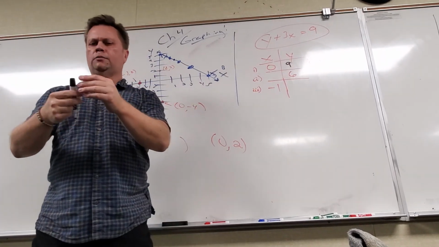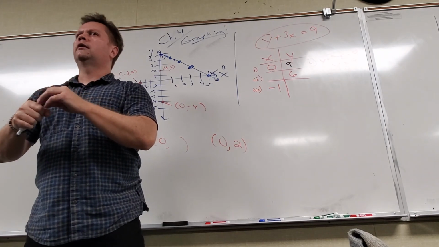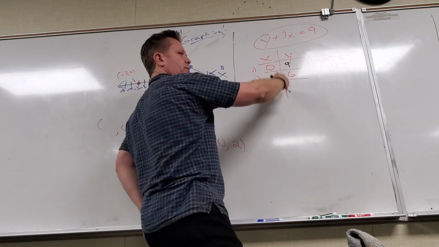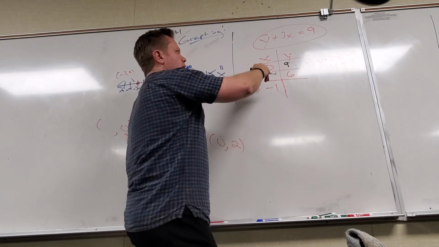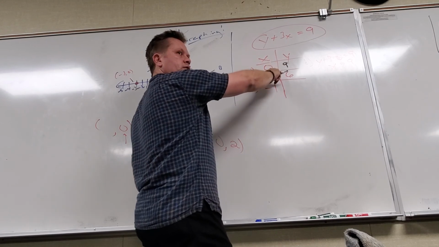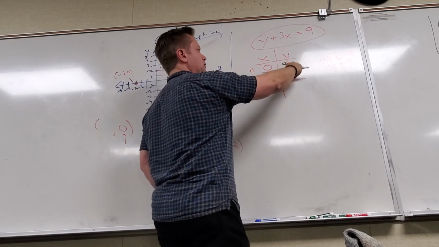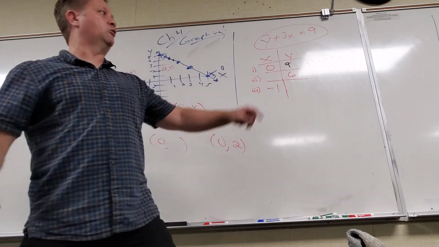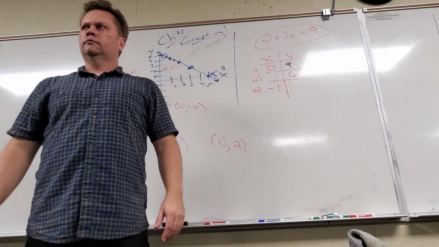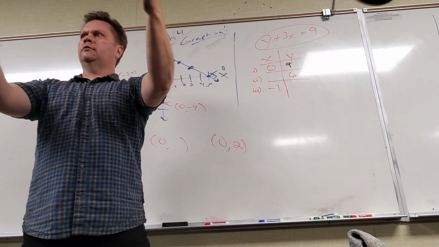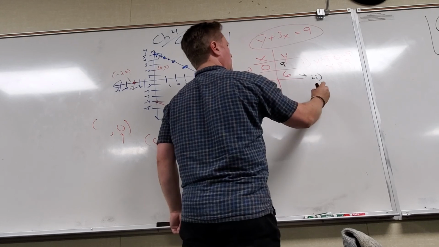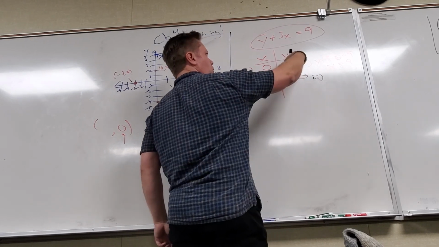What happened? I lost everybody. So I'm hoping most of us have seen an XY table like this. Each row, if I have something in that row, I know what that variable is. So here I know X is 0, I just don't know what Y is when X is 0. Well, when X is 0, Y is 9. So I know it goes through the point 0, 9. So what happens here? What do I know here? You put a 6 in for Y.